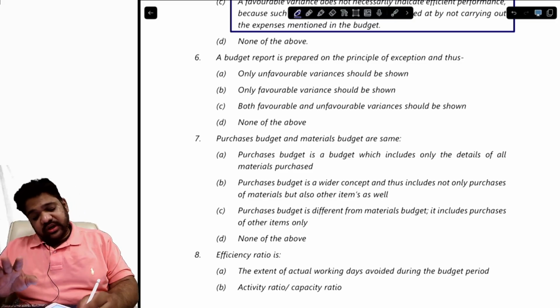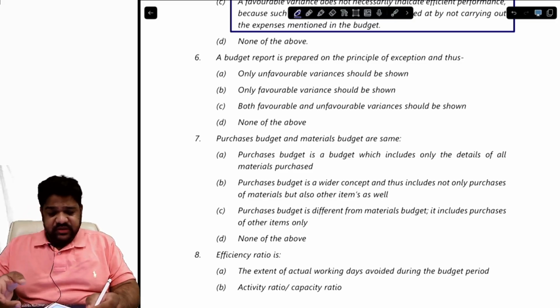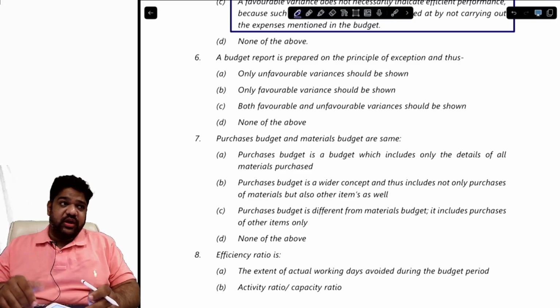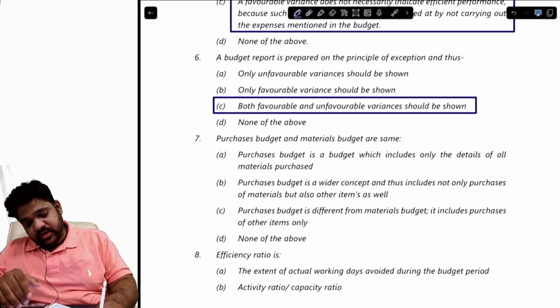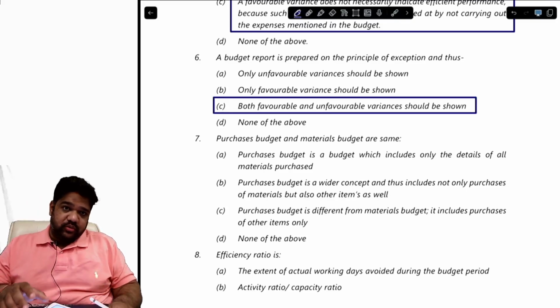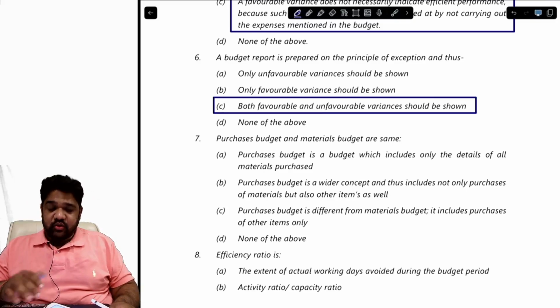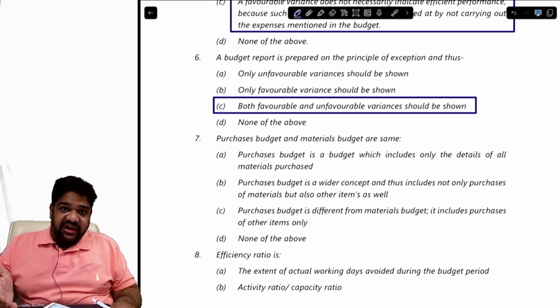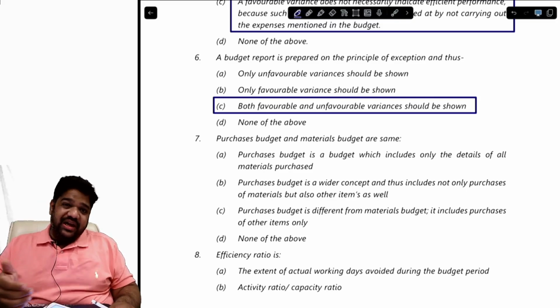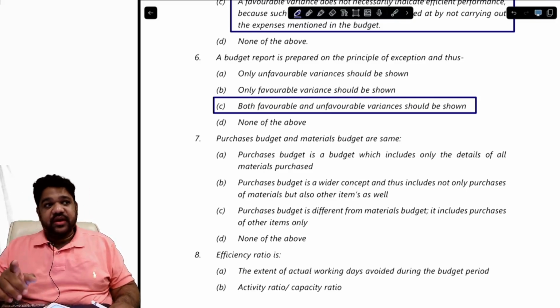Okay. So now let's see what it says. Only unfavorable variances are shown. Only favorable variances would be shown. Both favorable and unfavorable variances would be shown, and none of the above. The answer is C. Both of them would be shown. Because anything that is going wrong, unfavorable, you need to know. But anything if it has gone very very right, even that has to be taken care of. So that is why the favorable variances are also reported.